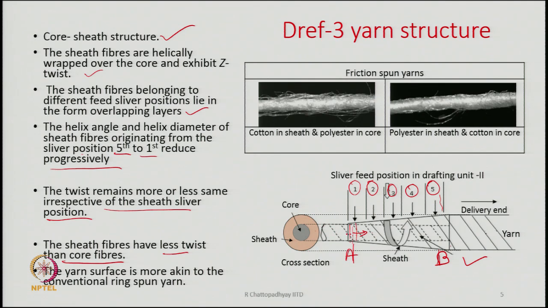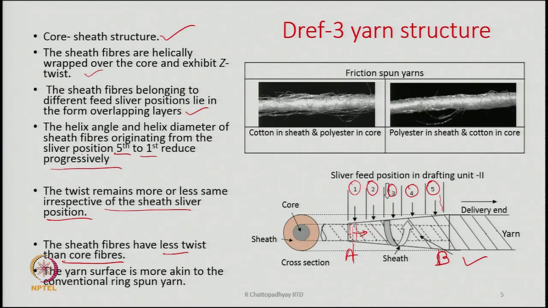So, the cross section of the yarn is shown in the same diagram. The orange part is the fibers belonging to the sheath, and the gray part is the fibers which are forming the core. Core fibers are actually coming from drafting unit 1, that is the roller drafting unit. So, they remain in the core and they all get false twisted. Sheath fibers have less twist than the core fibers.